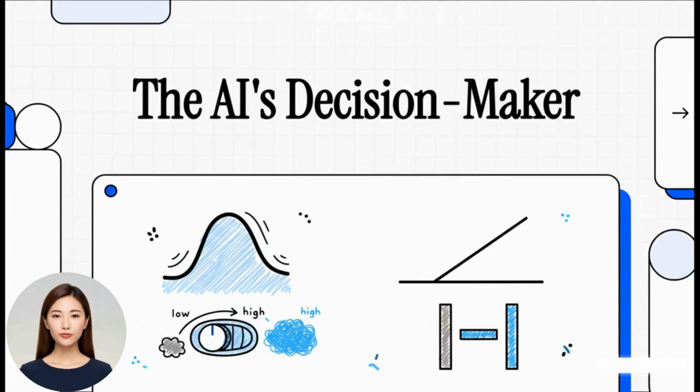Hey everyone, ever wonder what's actually going on inside the mind of an AI? Well, it turns out there's this hidden decision maker at the heart of it all. Today, we're going to pull back the curtain and see exactly how it works.